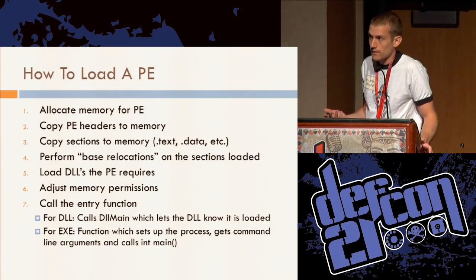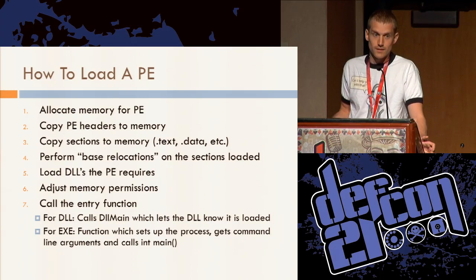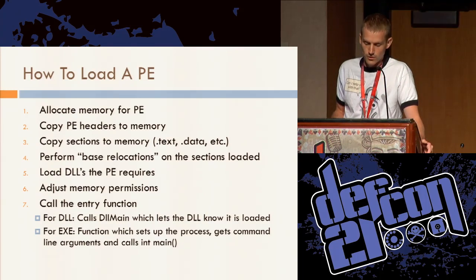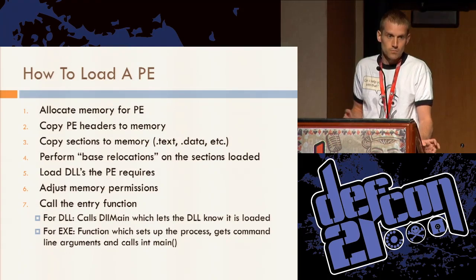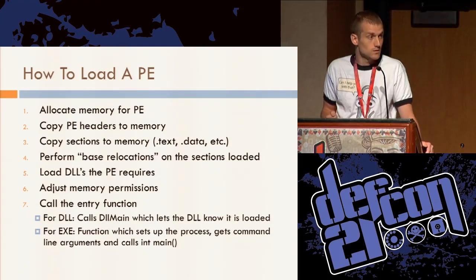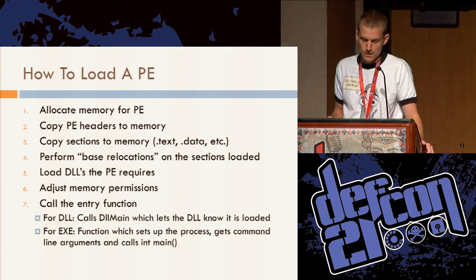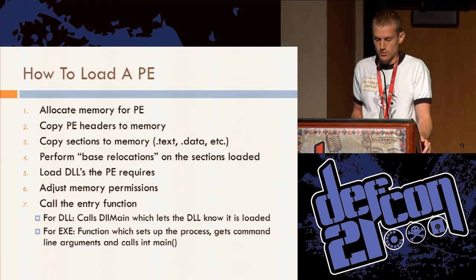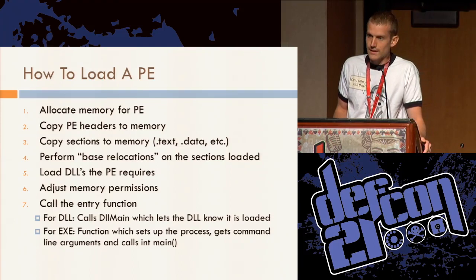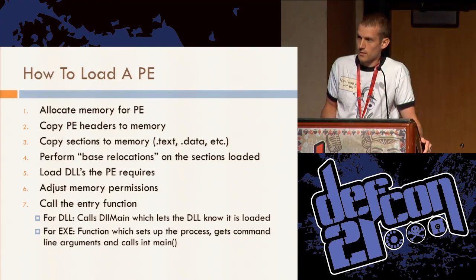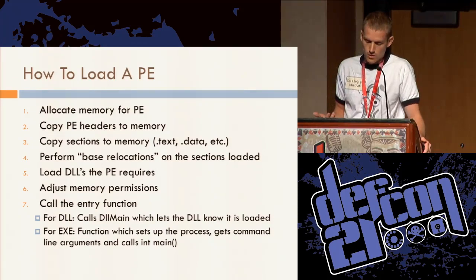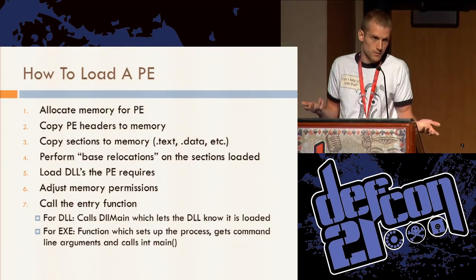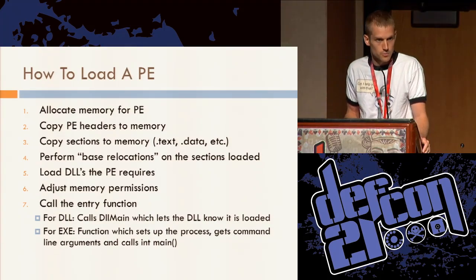Next, the PE file that you're loading is probably going to have dependencies on other DLLs, so you need to load those. And then the last thing that you're going to do is you're going to call the entry function. So for a DLL, this is the DllMain function, which just lets the DLL know that it's been loaded. And for an EXE, it's going to be a function which does some initialization, and then eventually will call int main in C++ or C or the equivalent in other programming languages.